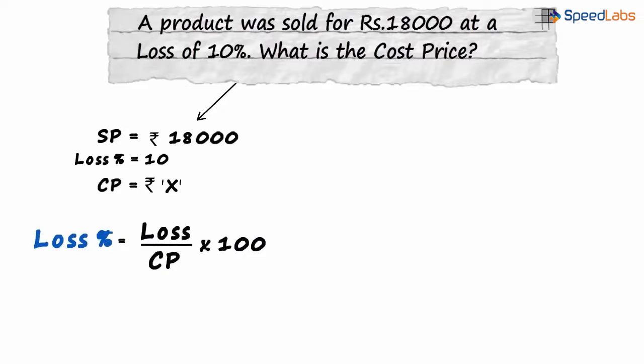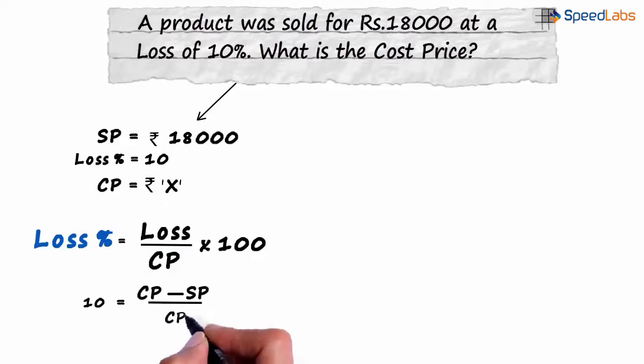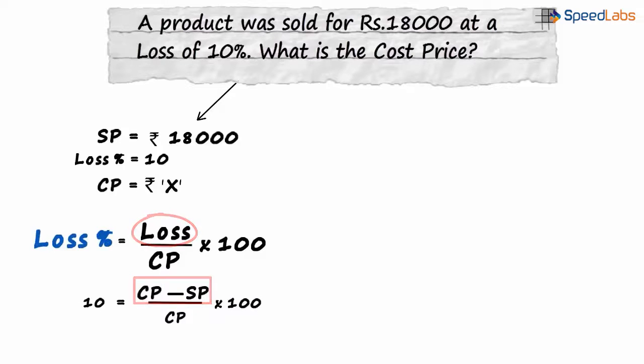So let's modify this formula a bit. The loss percent is given as 10. We can write the loss as CP minus SP. And we write CP as is in the denominator. And multiplying this fraction by 100. CP minus SP is the loss. If you observe this modified formula, you will see that we know SP and the only unknown is CP.